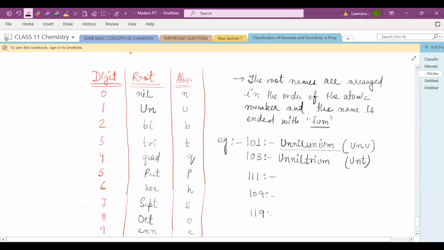Just use these root words accordingly, and at the end of the name just add ium. So you will get the name of the element.